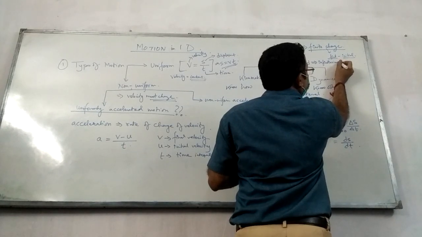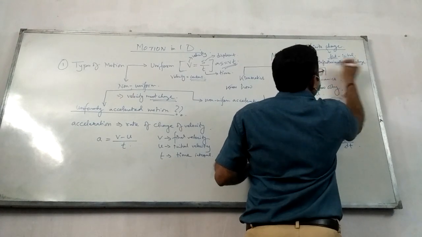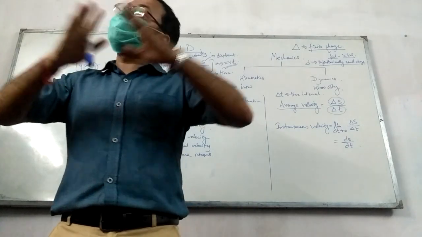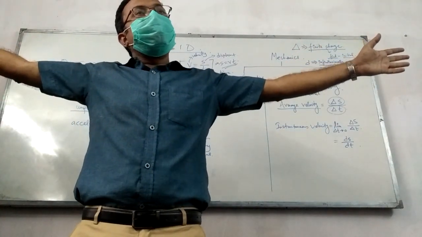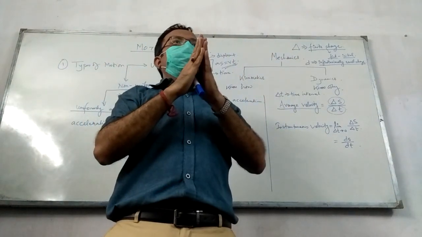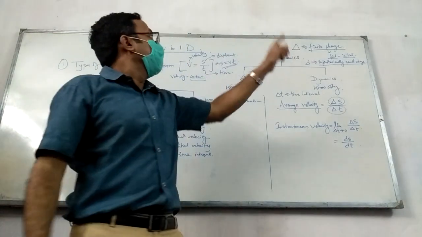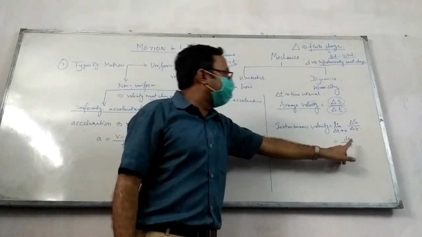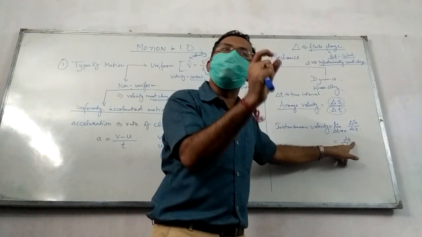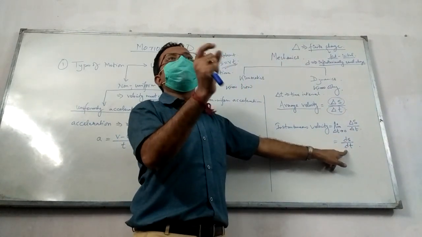infinitesimally small change. Now, what does that mean? Like you say, extremely big is infinite. Similarly, extremely small is infinitesimally small. Okay. So when we talk about infinitesimally small change in value, we write it as d. So when I write ds, what does that mean? It means infinitesimally small change in s. And what is dt? Infinitesimally small change in t.